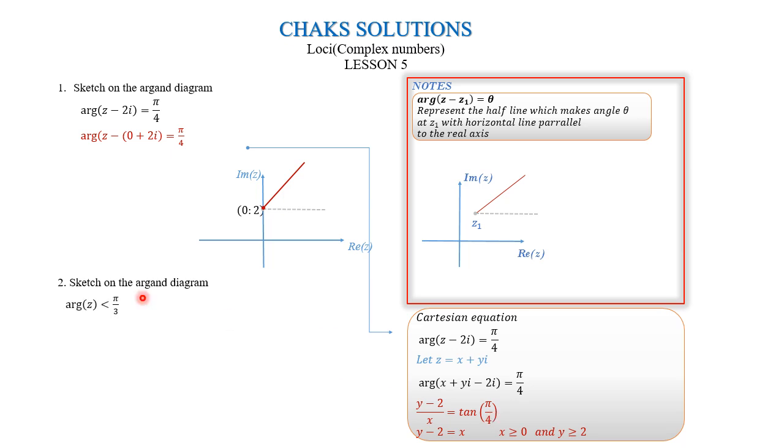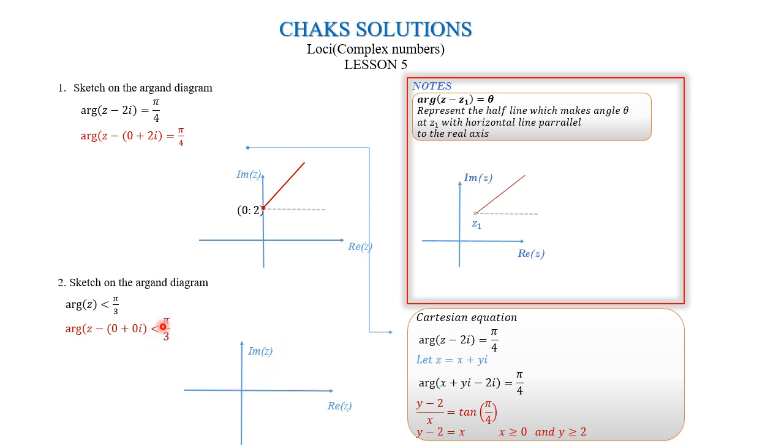Sketch on the Argand diagram arg of z less than pi over 3. This one is now representing a region. First we need to identify the point where we need to draw our half line. It's going to be arg of z minus 0 plus 0i less than pi over 3. So we plot 0 and 0i here. From this point we need a horizontal line, and the horizontal line is already the real axis. Then we need an angle of pi over 3 here.